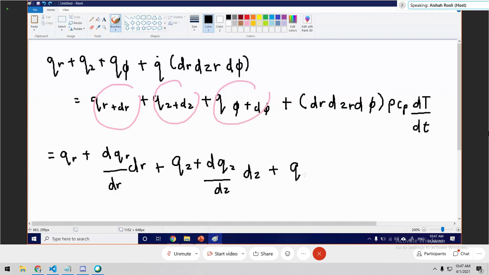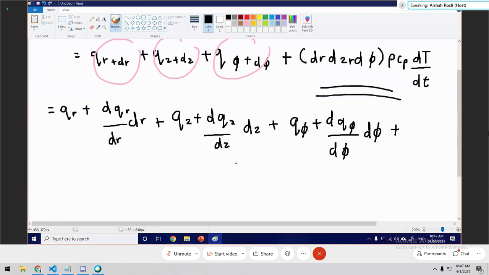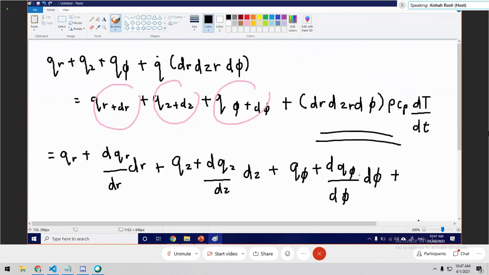Qz for q phi first plus dq phi over d phi, plus this one, plus dr dz r dz r d phi rho Cp dT over d time. Okay. I hope we can follow so far.